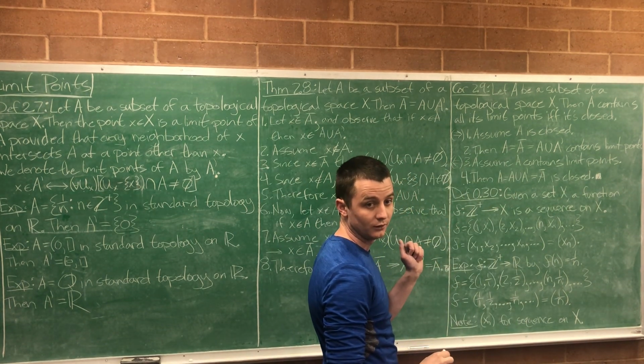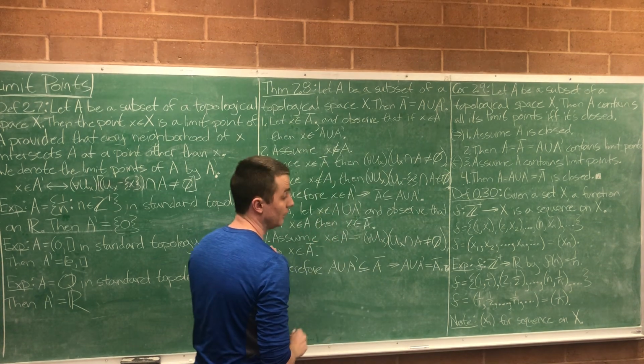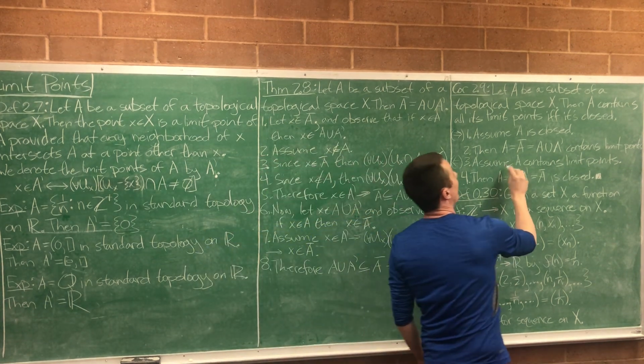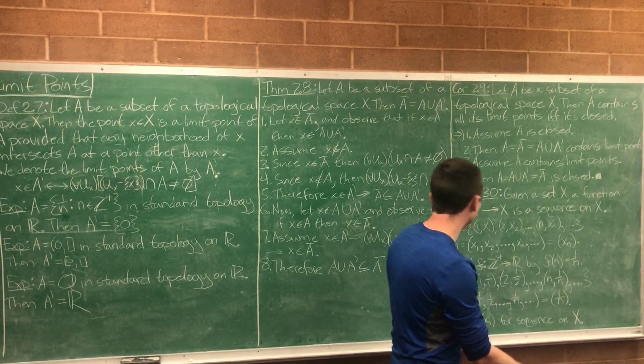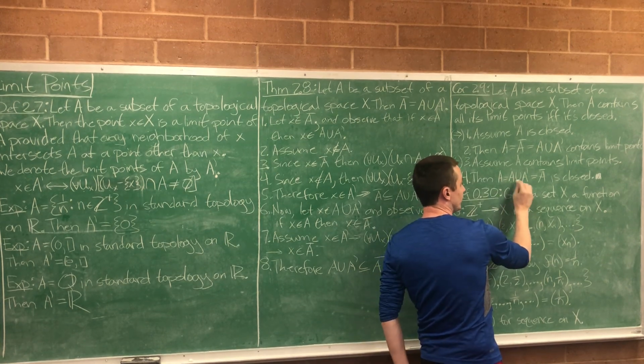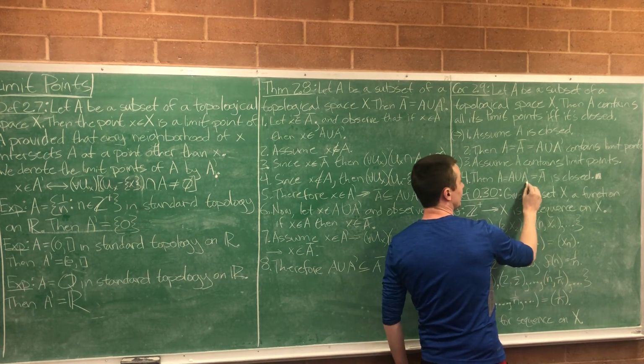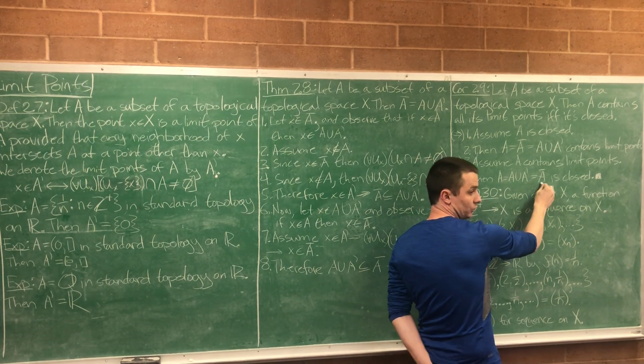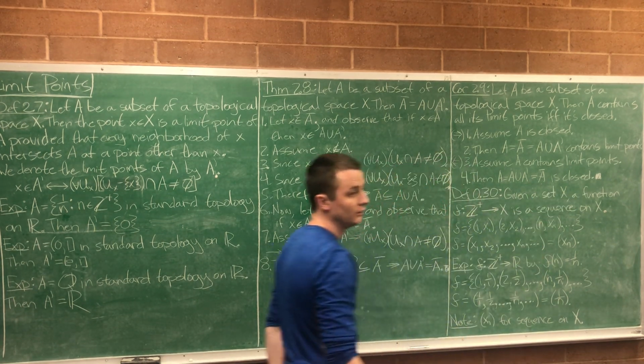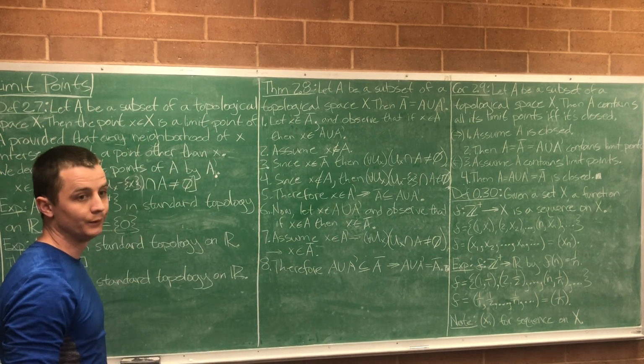Alright, let's go the other way. Now assume A contains all its limit points. What does that mean? Well, that means A is equal to itself union its limit points. But we just barely proved that that's equal to its closure, therefore A is equal to its closure, A is closed. Pretty straightforward?